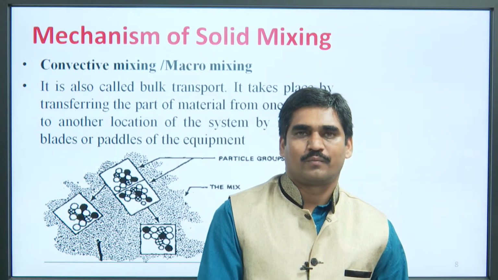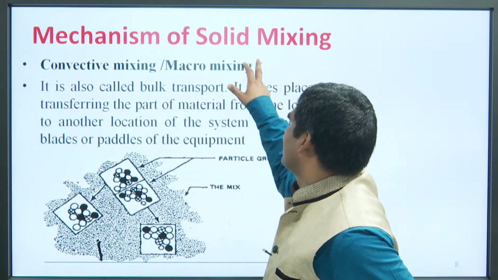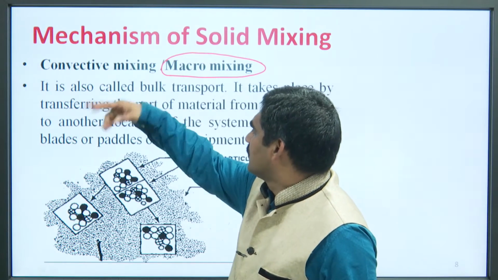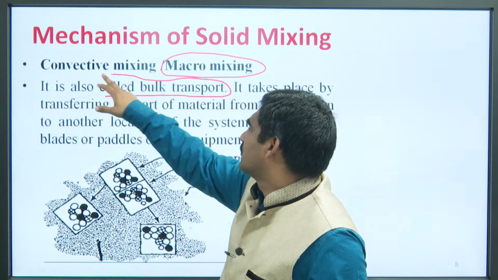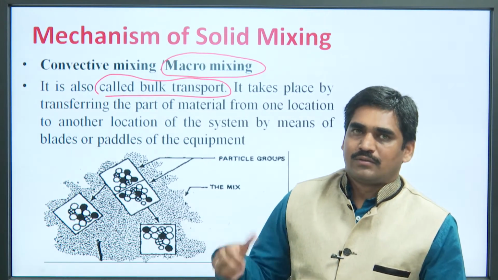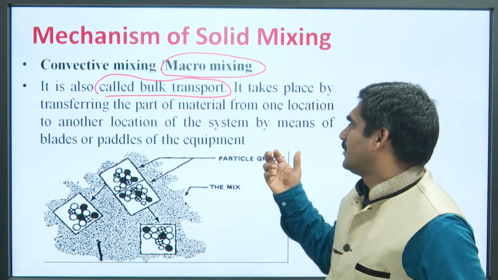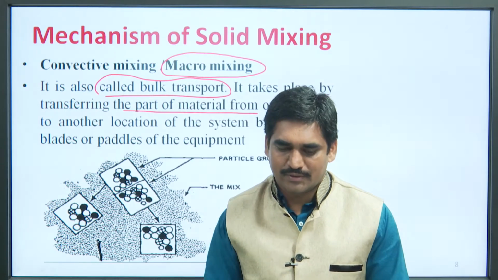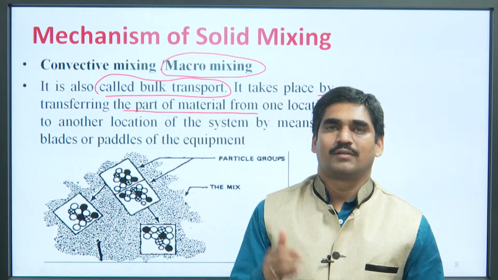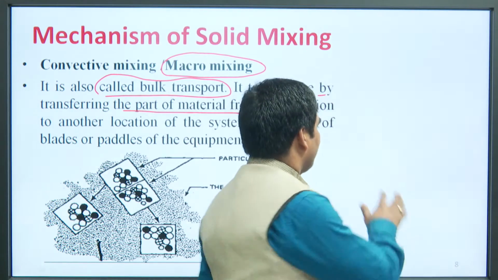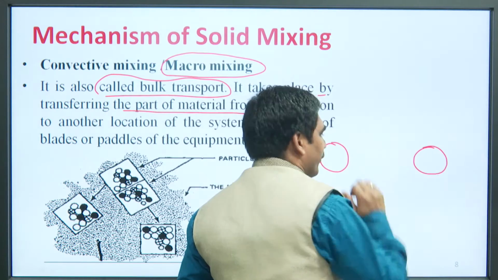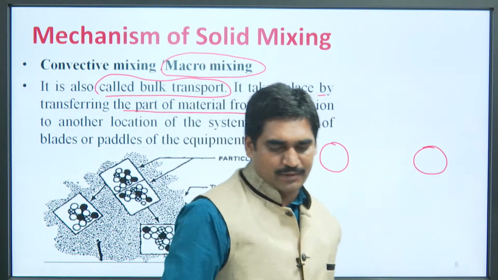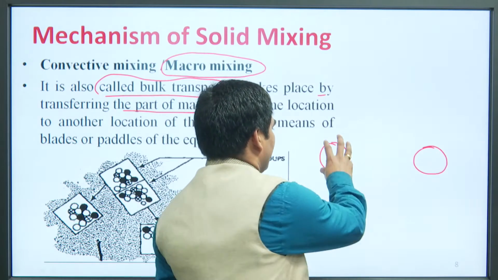convective mixing or macro mixing. This is also called bulk transport. What happens? Here, mixing takes place by transferring part of the material from one location to another location of the system by means of blades or paddles of the equipment. That means powders are transported, or materials are transferred from one place to another place.